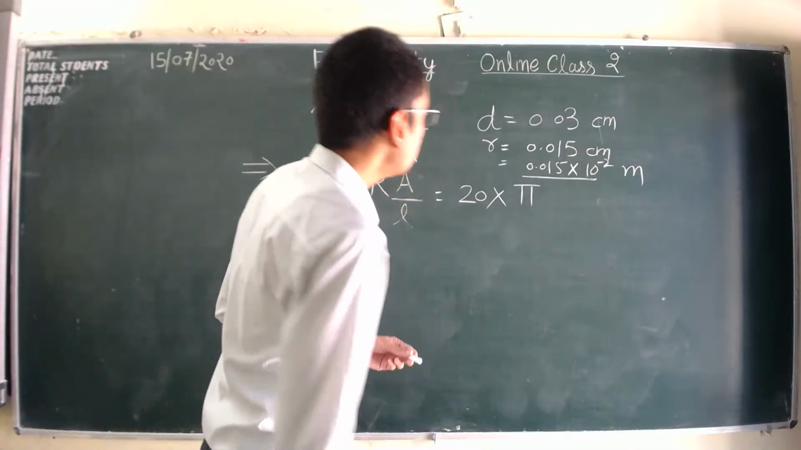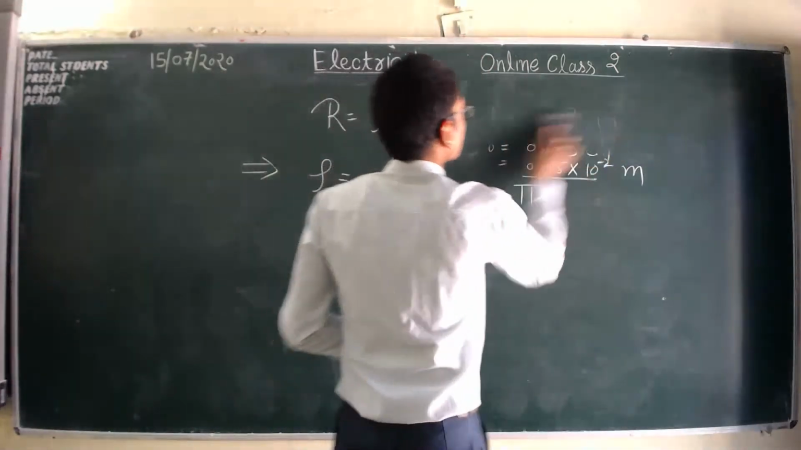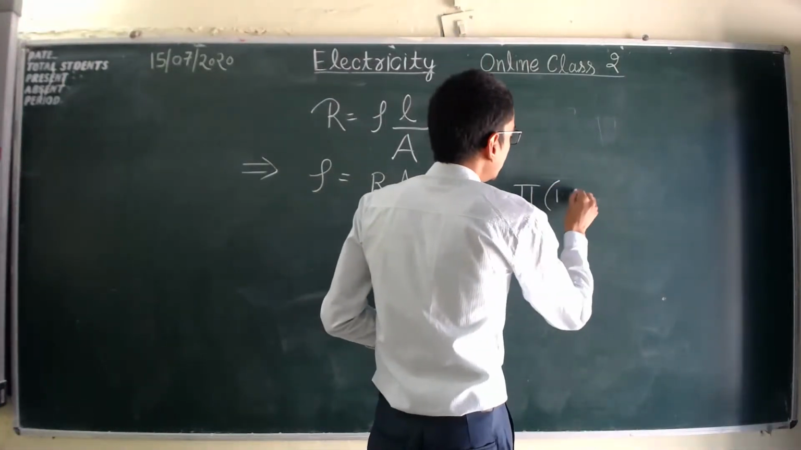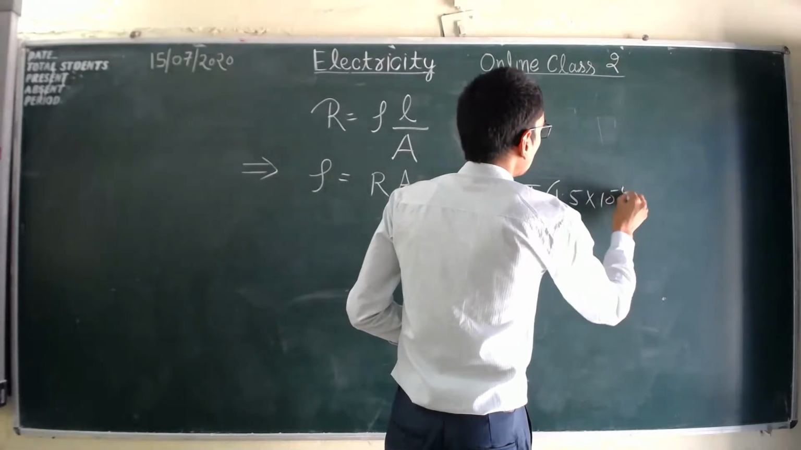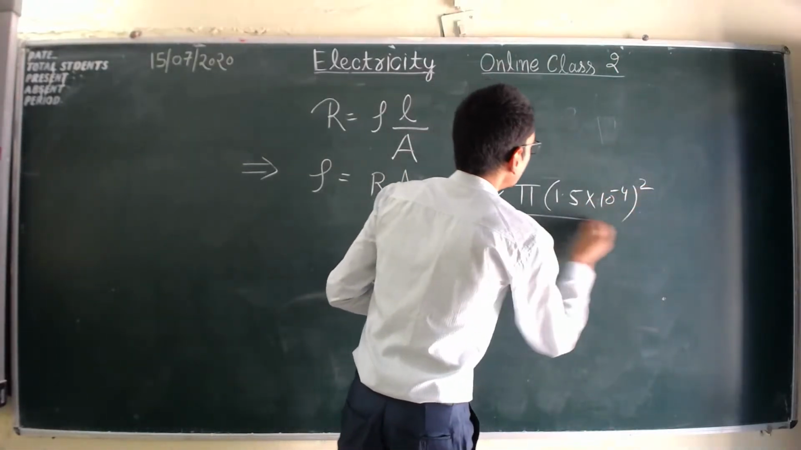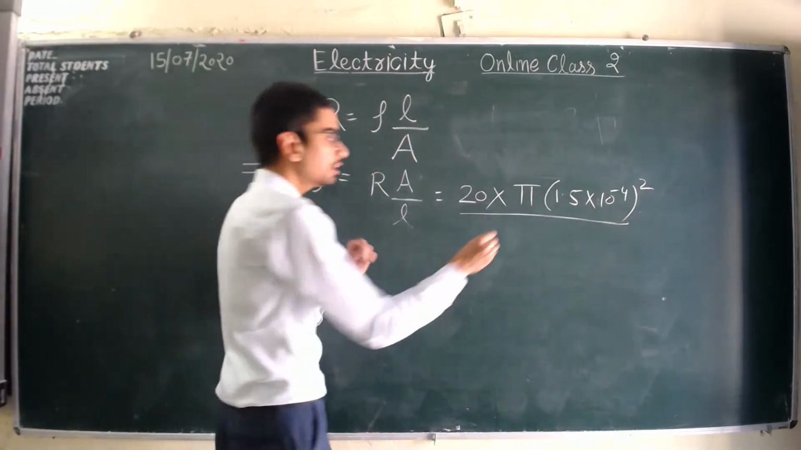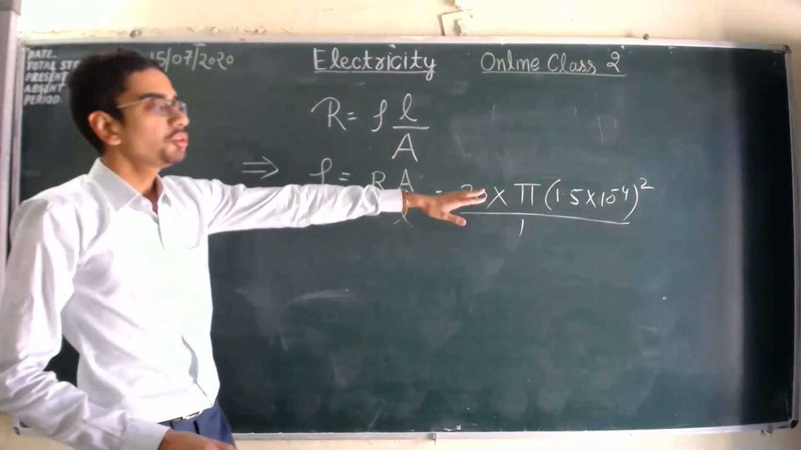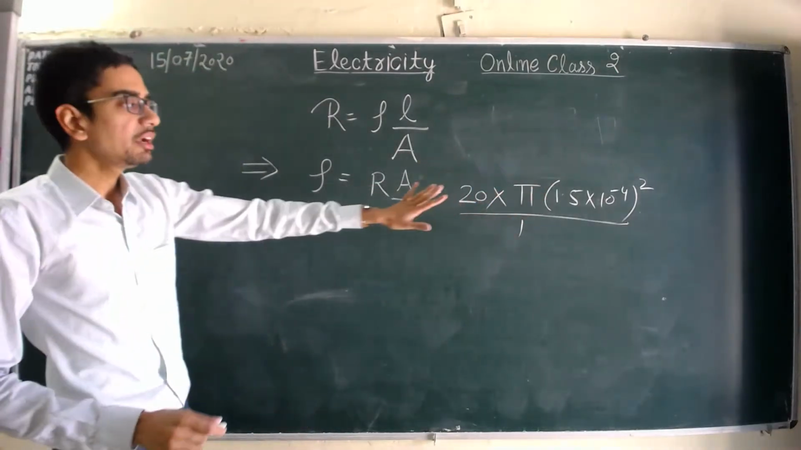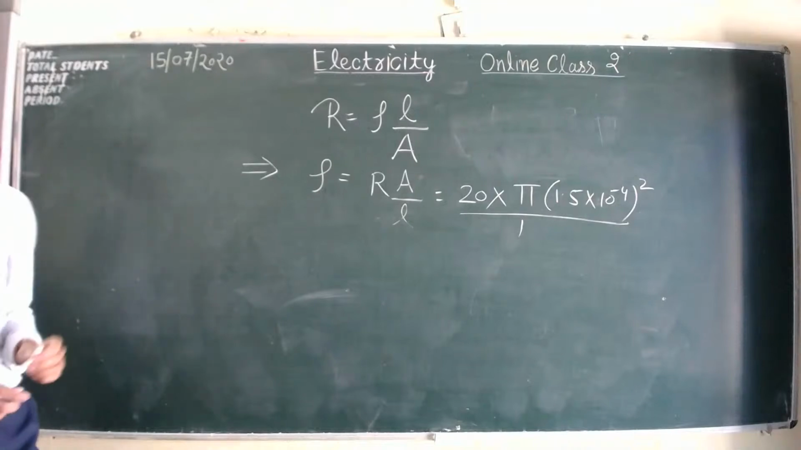So the value of R is 1.5 into 10 raised to power minus 4. Square, since it is pi r square, divided by L. L was 1 meter. Okay, the value of pi is 22/7 or 3.14. You simply have to multiply and find out the answer. That is a very easy calculation.